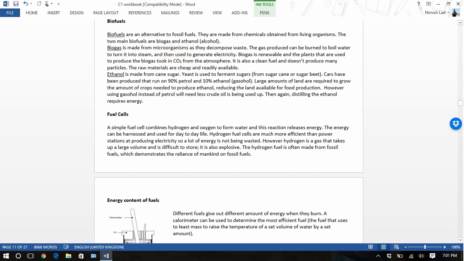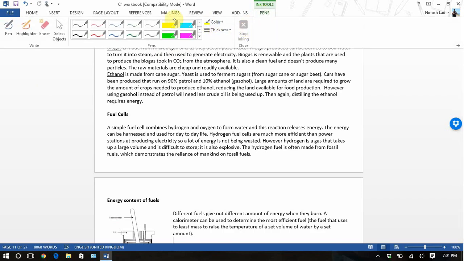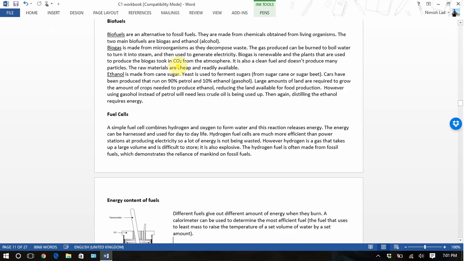It's renewable, and the plants that are used to produce biogas took in CO2 from the atmosphere, so it's not adding any CO2 to the atmosphere that wasn't already there, it's just giving out what it already had. It's also a clean fuel, doesn't produce many particles, so not much waste like ash or soot. And the raw materials are cheap and readily available.